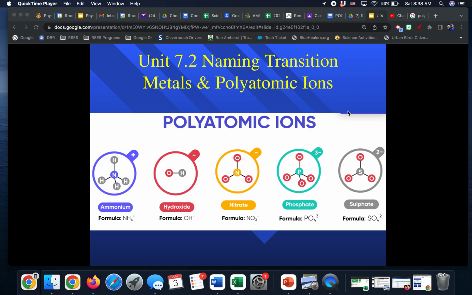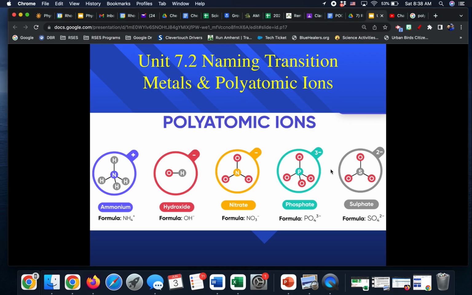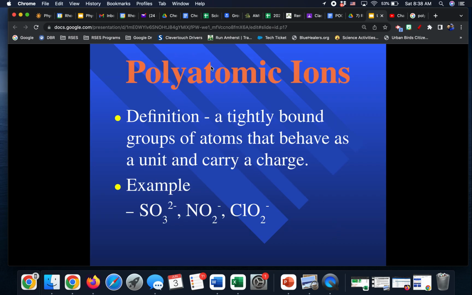Now we're going to learn how to name compounds that have transition metals and these special things called polyatomic ions. So, what is a polyatomic ion? It's a group of atoms that behave as a unit and they carry a charge. If you look down here, there are some examples.